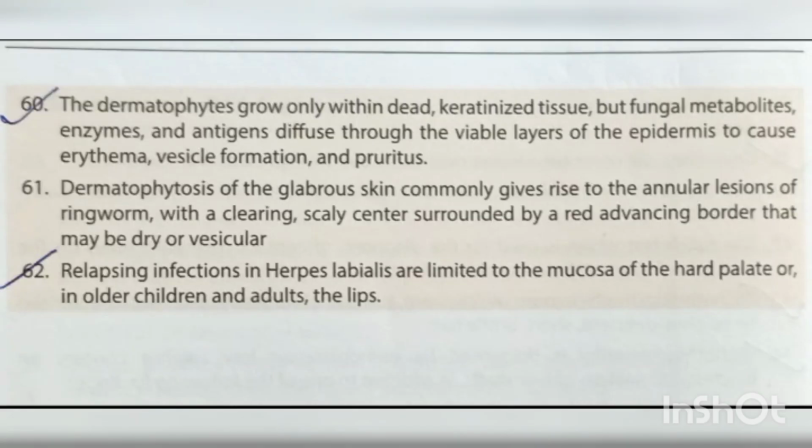The dermatophytes grow only within dead keratinized tissue, but fungal metabolites, enzymes, and antigens diffuse through the viable layers of the epidermis to cause erythema, vesicle formation, and pruritus. Dermatophytosis of the glabrous skin commonly gives rise to the annular lesion of ringworm, with a clearing scaly center surrounded by a red advancing border that may be dry or vesicular. Relapsing infections in herpes labialis are limited to the mucosa of the hard palate or, in older children and adults, the lips.